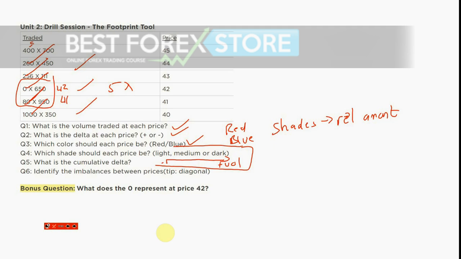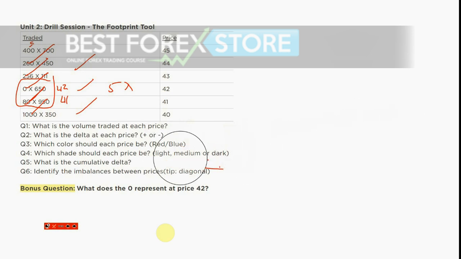Okay, then to answer the bonus question, very simply, what does the 0 represent at price 42? It's very simple, guys. And again, don't stress too much about this. I don't think I went over it with you guys just yet. But a 0 represents a little bit of stops. So you all know what stops are. You know what they look like. You get annoyed when you get stopped out.